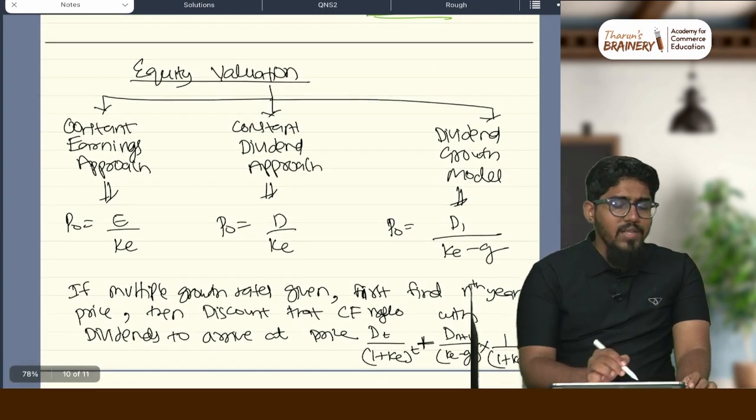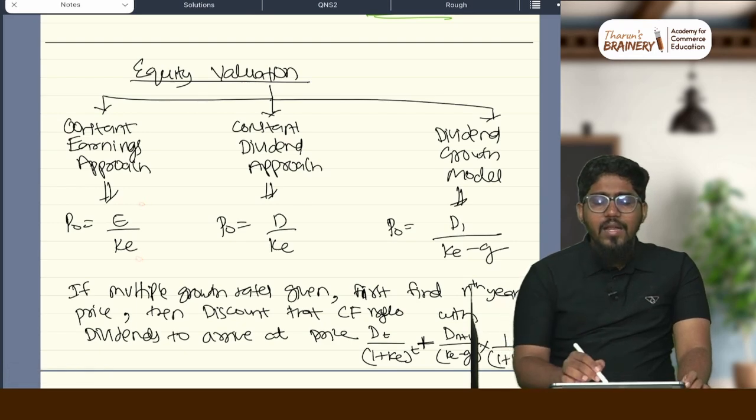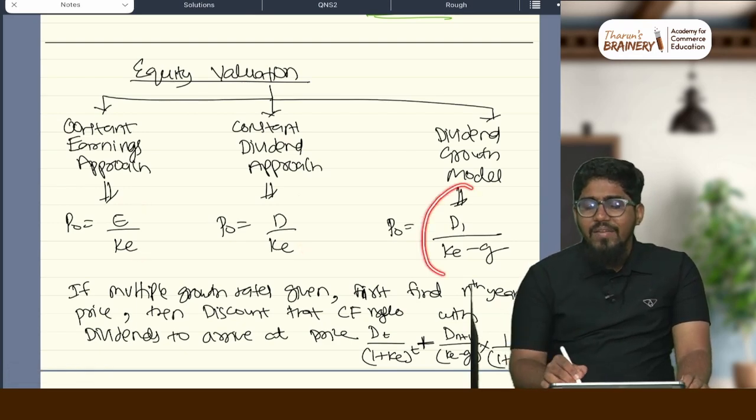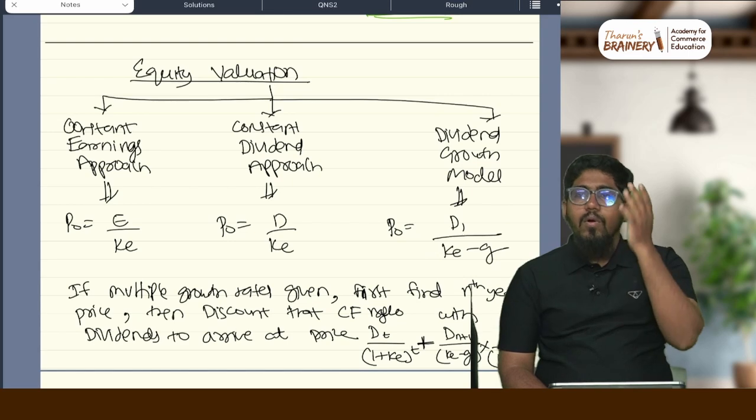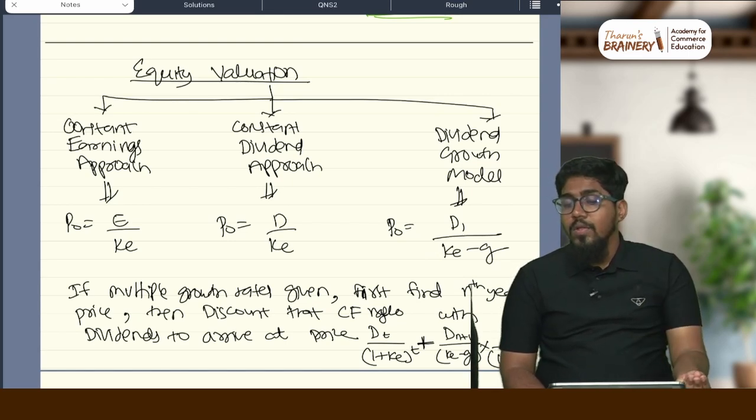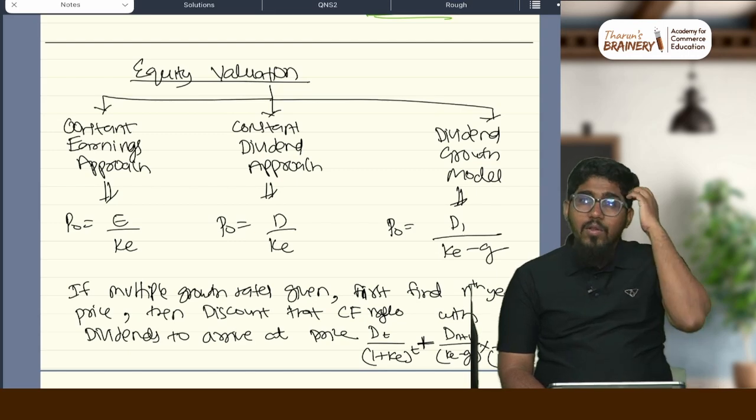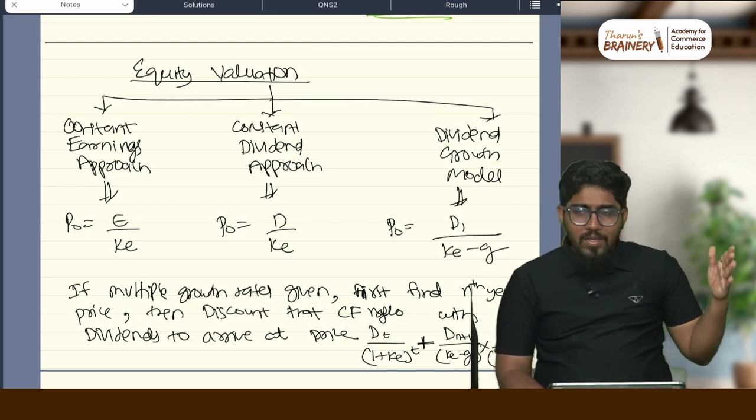If it is the constant earnings approach, E by KE. Dividend approach, D by KE. Dividend growth model, D1 divided by KE minus G. This is something that you already know. I hope you already know. It is nothing but the KE formulas only. Clarity.